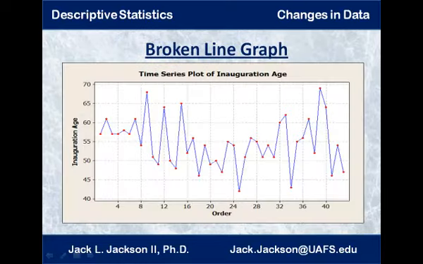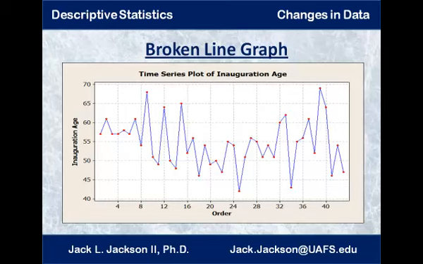So just an example of a time series plot or broken line graph, we'll go back to our data that we've been using for these examples of the age of inauguration of U.S. presidents, and these are the ages of all the presidents in the order that they served office. So this is again the age at their first inauguration. It's not exactly time on the horizontal axis because some of the presidents served for different lengths of time.